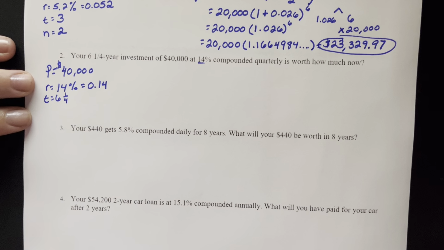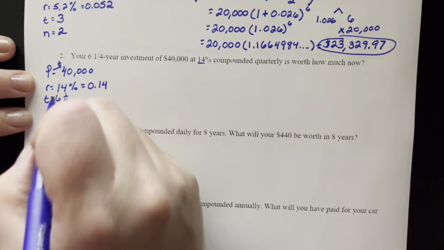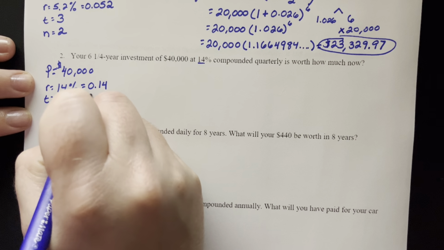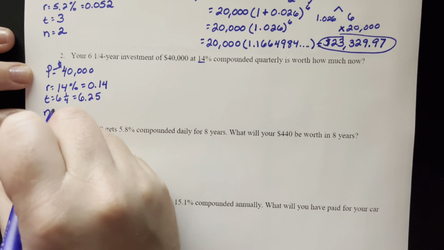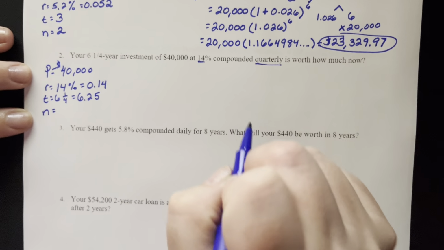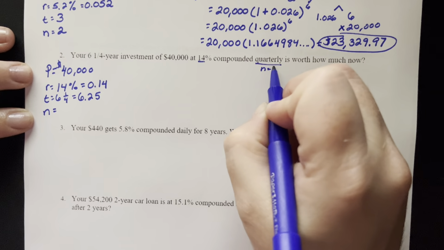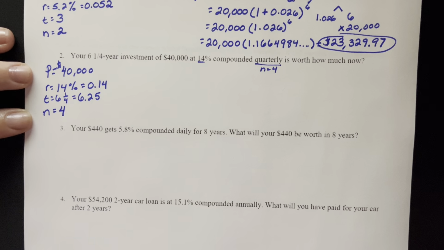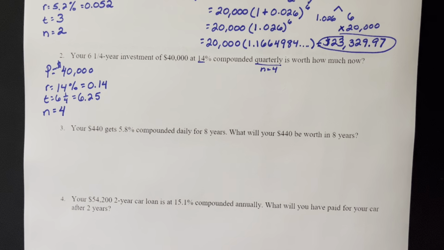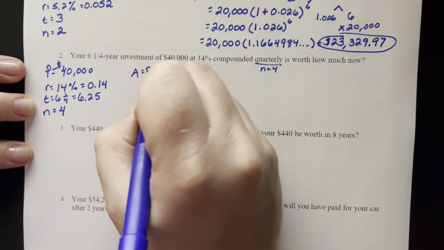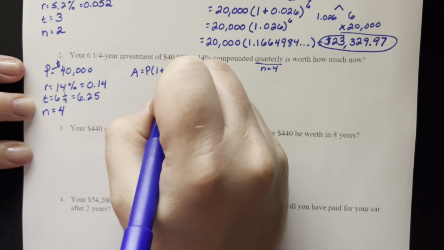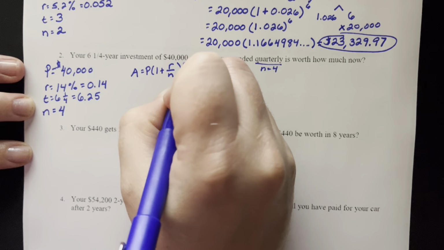Again, the easiest to use in these formulas is a decimal equivalent. So 6.25. And the interval is quarterly. So quarterly means 4. So let's write out our formula and substitute in. So A equals P times 1 plus r over n, to the nt.